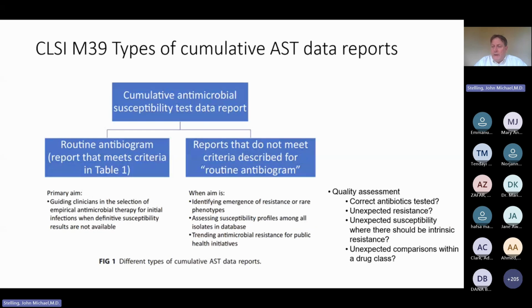What does happen more often is that you don't always test amikacin. You might have 1,000 E. coli with 1,000 ampicillin results, with 1,000 gentamicin results, and 100 amikacin results. In other words, they did not test amikacin on all of the isolates.